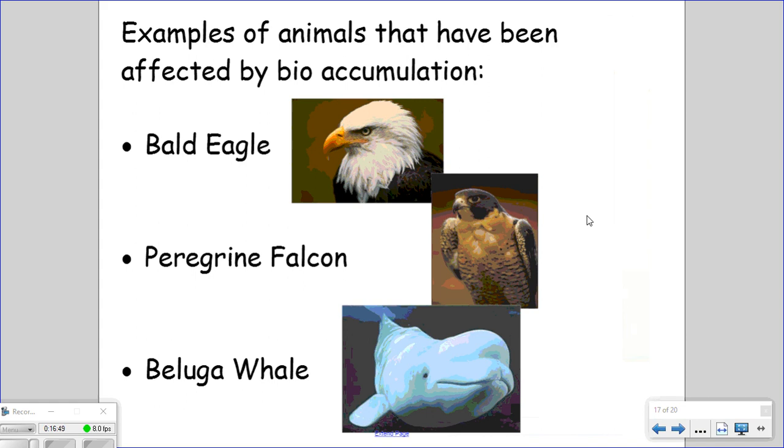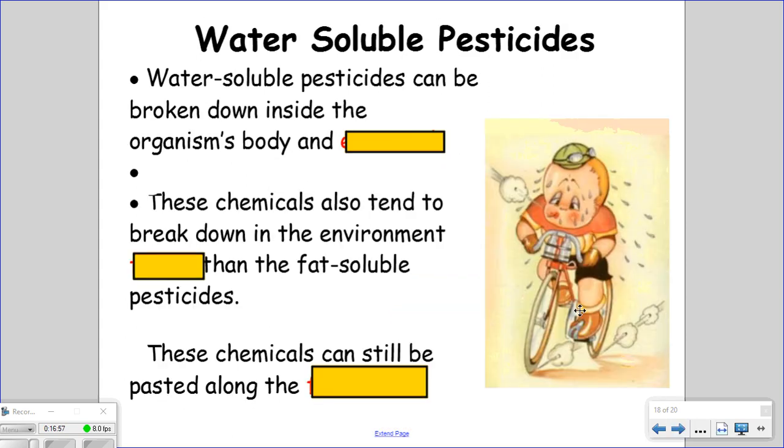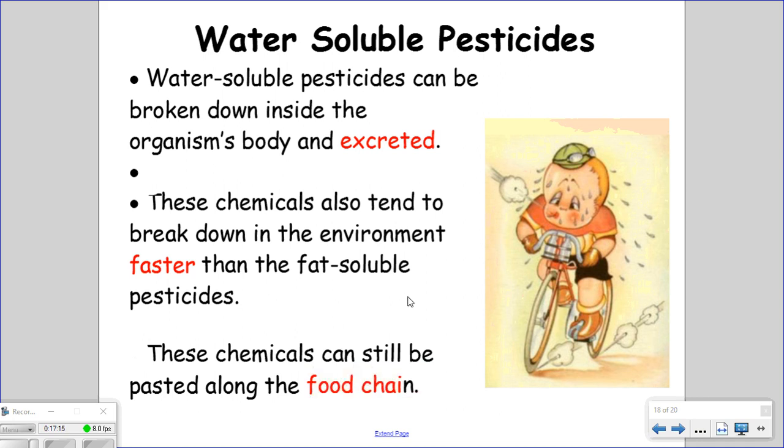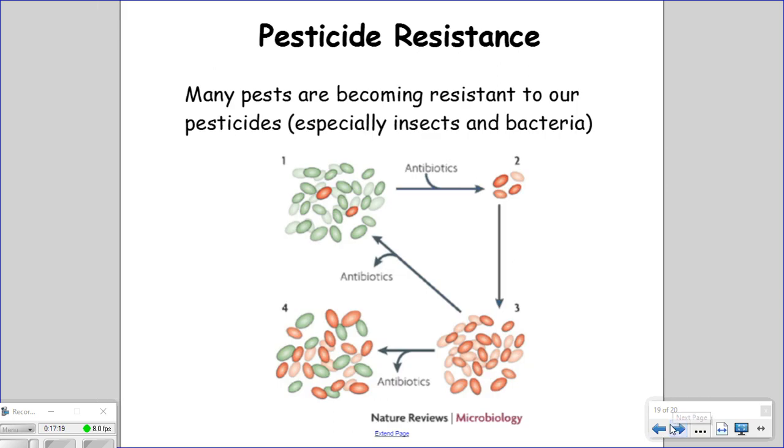Examples of animals that have been affected by bioaccumulation include bald eagles, peregrine falcons, and beluga whales. Now, with water-soluble pesticides, these can be broken down inside the organism's body and excreted. These chemicals also tend to break down in the environment faster than fat-soluble pesticides. These chemicals can still be passed along the food chain, though, and still can pose a problem.